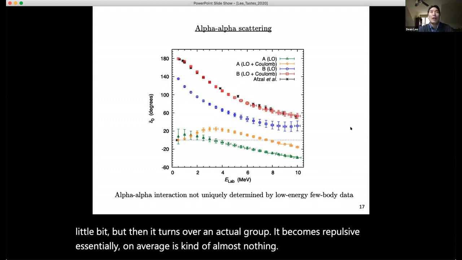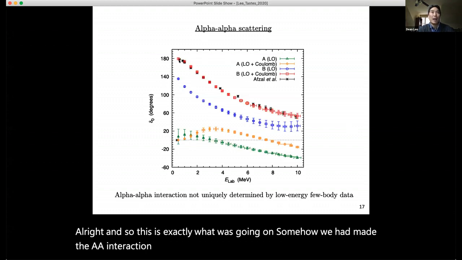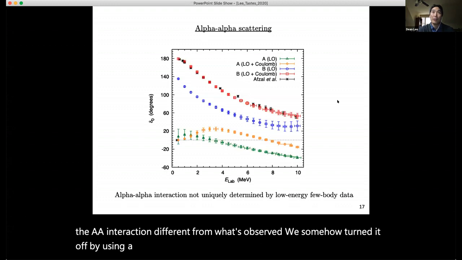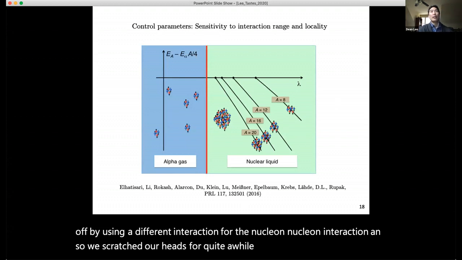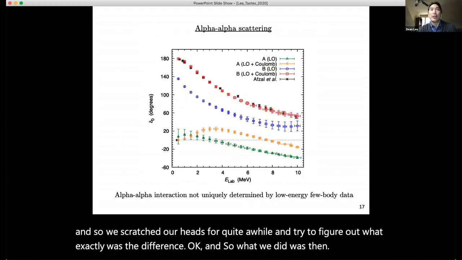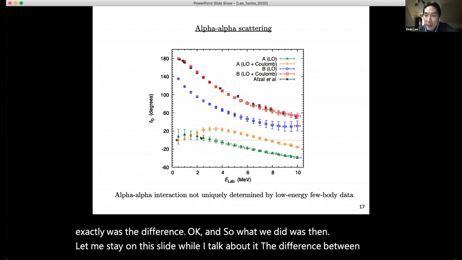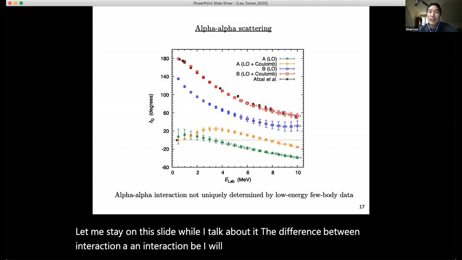This is exactly what was going on. Somehow we had made the alpha-alpha interaction different from what's observed. We somehow turned it off by using a different nucleon-nucleon interaction. We scratched our heads for quite a while trying to figure out what exactly was the difference. Let me stay on this slide while I talk about it. The difference between interaction A and interaction B, I will now tell you, is that interaction B used a short-range interaction.